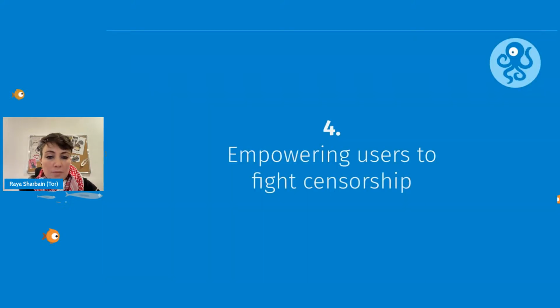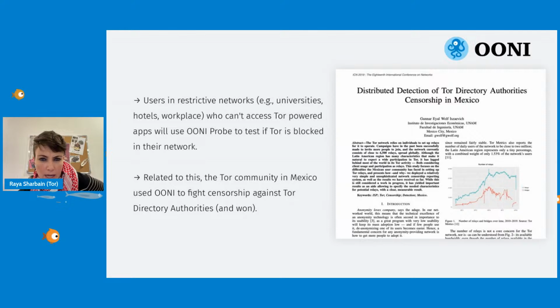So this is one way as well we can fine-tune our advocacy, especially our social media campaigning around Tor. But also we've seen users, and we know of use cases of people who've used Tor to fight censorship in their own contexts. One way is if you are in a restricted network, whether it's in a university, a hotel, a workplace, you can't access Tor or any Tor-powered tool. Often we've seen people actually download OONI to test Tor in this context and see that it's blocked, actually document that it's blocked, and advocate against this block.